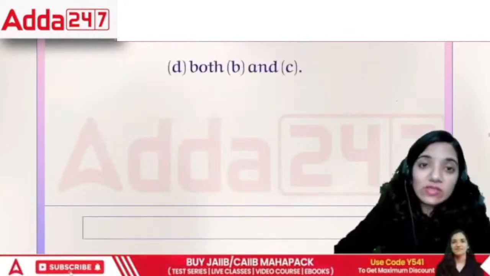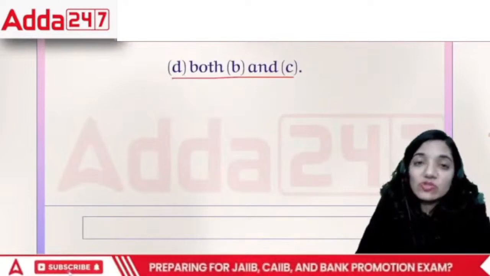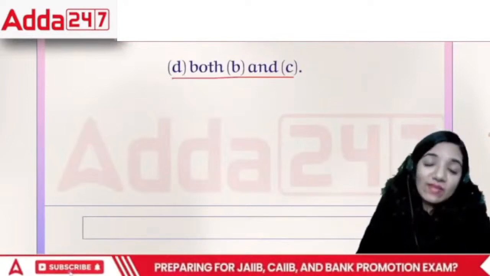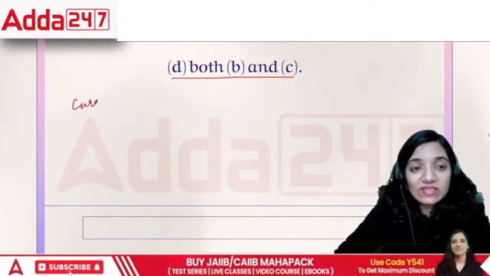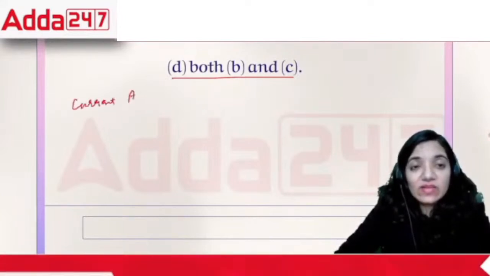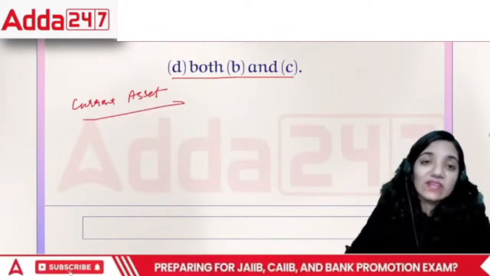right? So we'll call it both B and C because it's a liability, and should be recorded in the balance sheet on the liability side. Okay, it is basically a current asset as well, right? It's a current asset. In the books of accounts, it will be treated as a current asset.